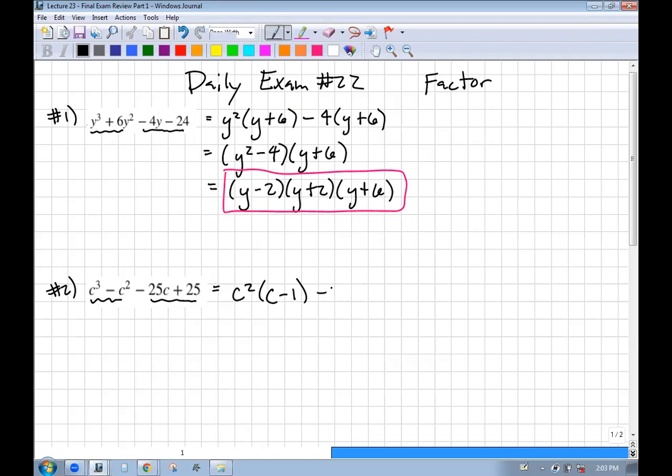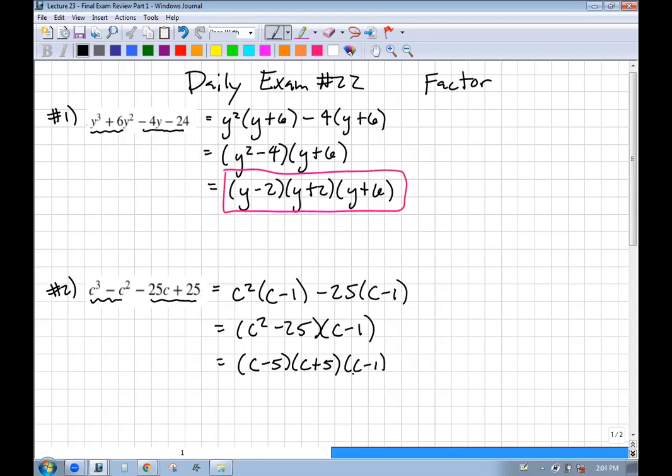And if I pull out a minus 25, I get exactly that. I get a c minus 1. So that leaves me with a c squared minus 25, both multiplied by a c minus 1. And this, with the squared in it, tells us we might want to see if we can factor that. And it is the difference of two squares. 25 is 5 squared. So this is c minus 5 and c plus 5. And at this point, we are done. We can just box our answer.